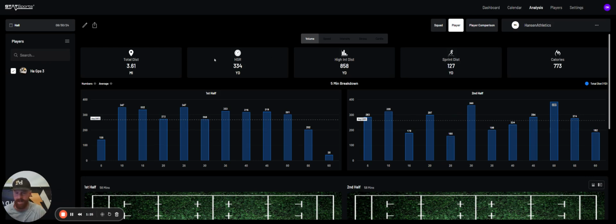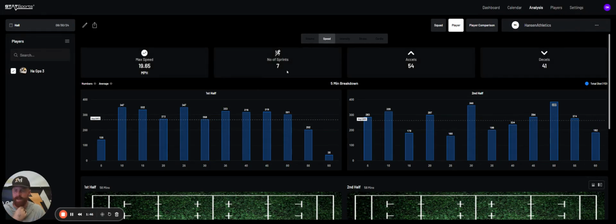So as you can see here, you can really break this down. Number one is, I think oftentimes conditioning and practice doesn't match the needs of the sport. Now you'll see throughout a full game he covered 3.61 miles over those 2 hours, and you can see a lot of it is sprint based for sure when it comes to football.